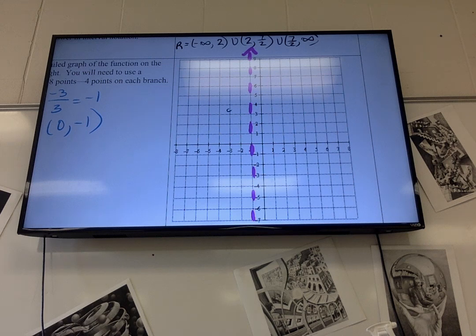7 over 2, which is 3.5. So I'm putting a hole there where that point is. And I'm just going down the list of things that we've found. Next thing we found was the horizontal asymptote. So at y equals 2, there should be a dotted line.